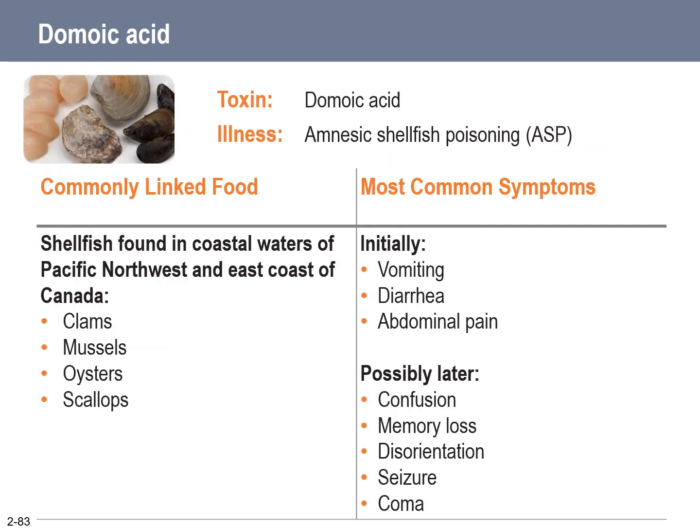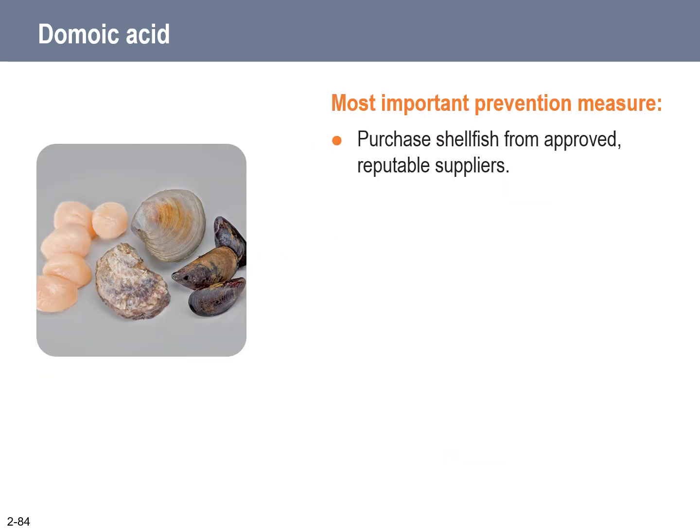Domoic acid, so amnesic shellfish poisoning, or ASP, commonly found in coastal waters off the Pacific Northwest and coast of Canada, and it's clams, mussels, oysters, and scallops. Initially, you could have vomiting, diarrhea, and abdominal pain, and possibly later on, you could have confusion, memory loss, disorientation, seizures, you could possibly go into a coma, and possibly death. So once again, buy from approved suppliers.